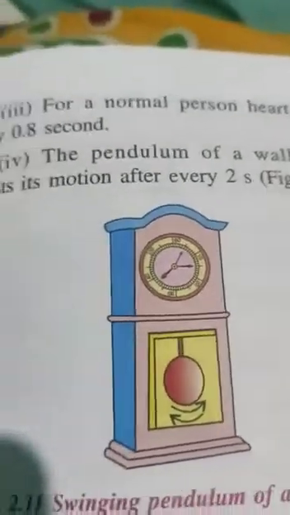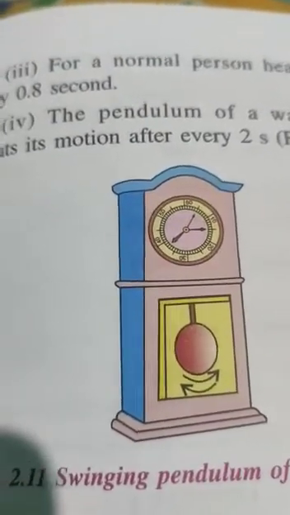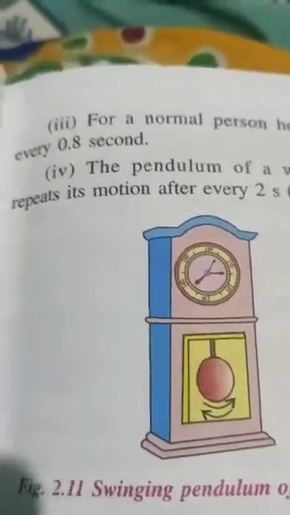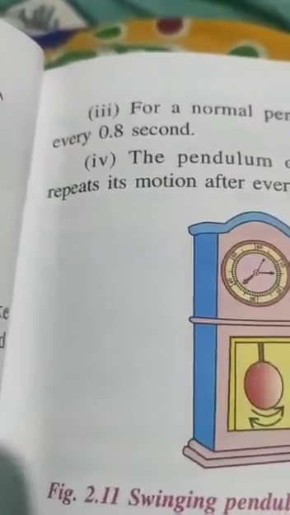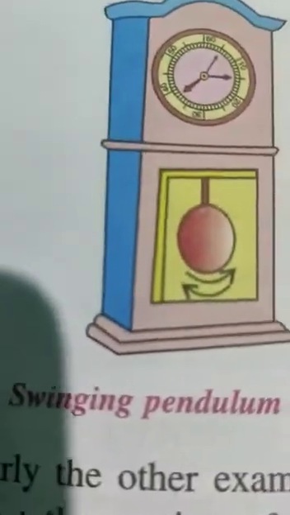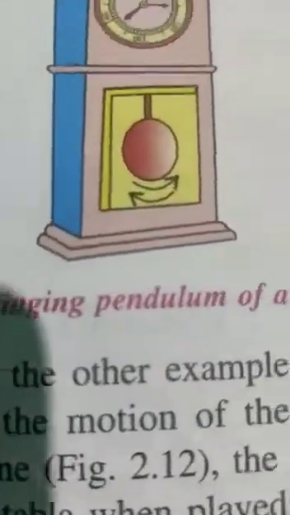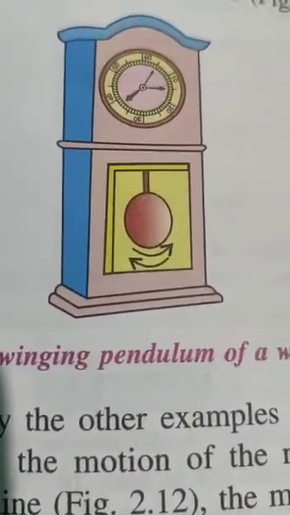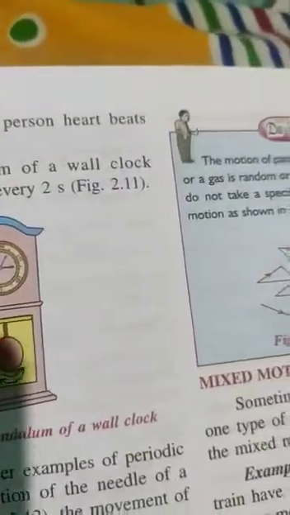That is called periodic. Another example, the moon. The moon revolves around the earth and completes one round in nearly 27 days, right? And then repeats its motion. For a normal person, the heart beats every 0.8 seconds. So this is also an example of periodic motion. The pendulum of a clock, you can see this picture, repeats its motion after every 2 seconds. So this is an example of periodic motion.